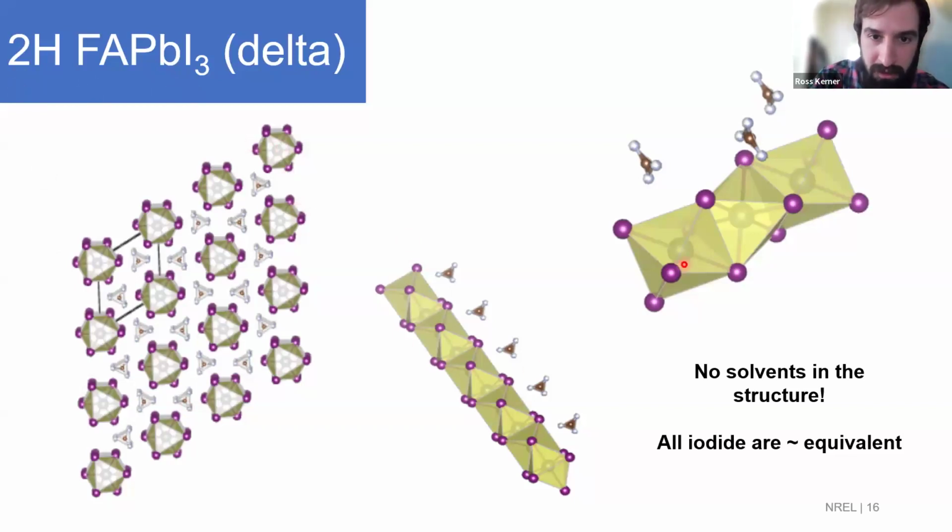And this is composed of these 1D chains of face-sharing lead iodide octahedra. So the longer chain looks like this, and then they pack together in a crystal like this, where these are coming in and out of the screen. The most notable part about this is that there are no solvents in this structure. So this is an intermediate that's not solvated. And it is the right stoichiometry to get the perovskite. It just takes a lot of temperature to convert.